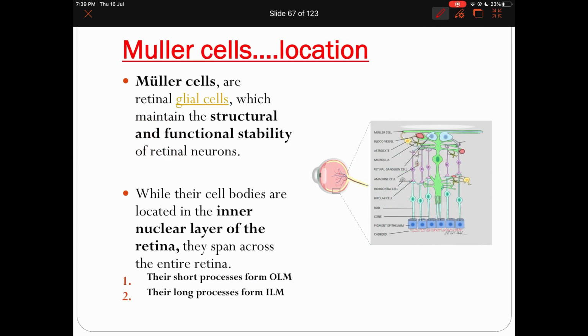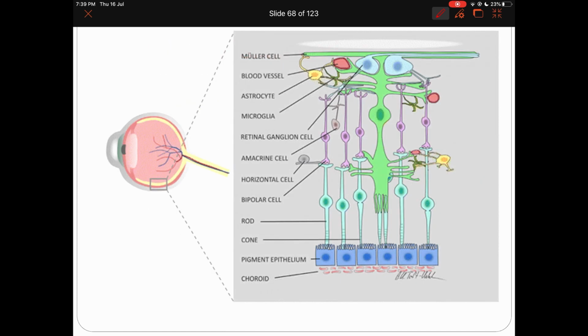So, these are the structures which maintain the structural and functional stability, number 1. Also, in the inner nuclear layer, I have already told you that they have long processes forming the inner limiting membrane, and they have short processes which are forming the outer membrane. These are called the limiting membranes. See here, limiting membrane, outer, and this is inner. Inner is the last layer of the retina.